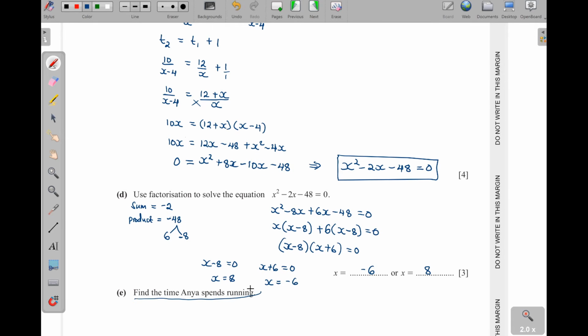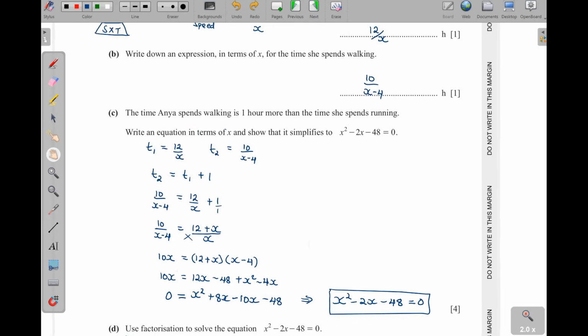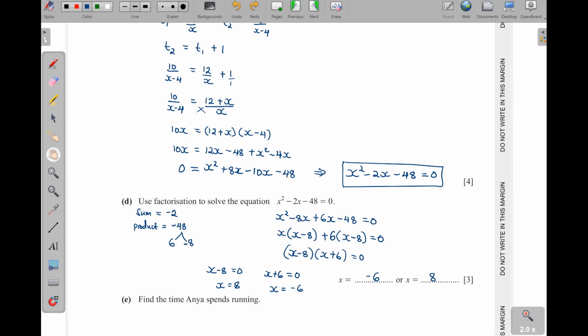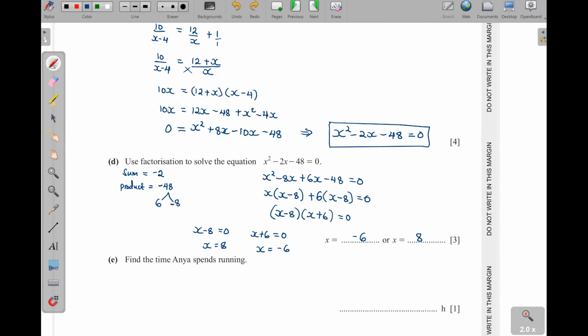Then there's a find the time Anya spends running. That is part E. Of course, since x here is negative and positive, and time cannot be negative, just like we saw here, the time spent running is 12 over x. So I'll say 12 over the positive value, which is 8. So the time is going to be 12 over x. That is 12 divided by 8. By 4, by 4. So we shall get 3 over 2, which is the same as 1.5.